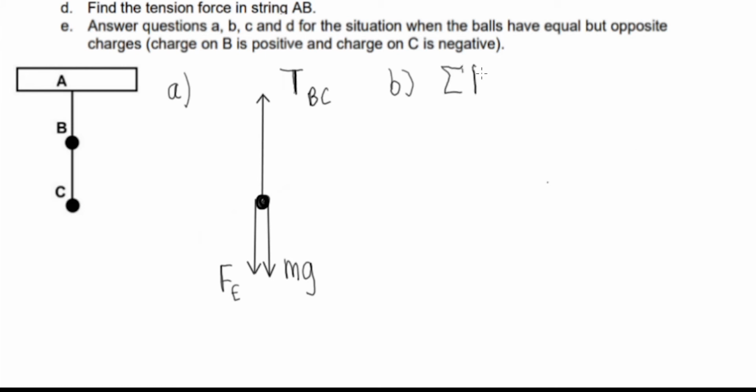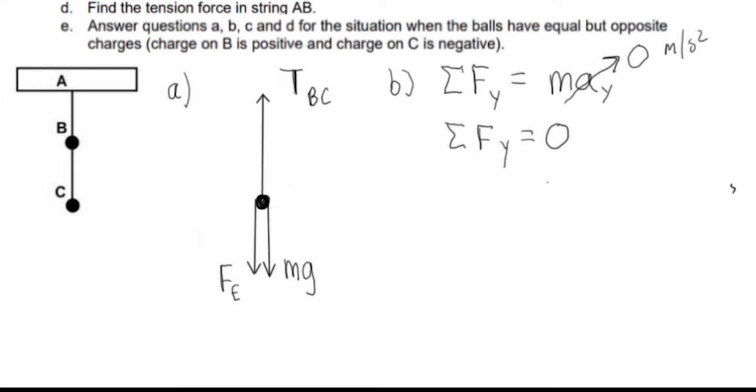Sigma F equals ma, right? Now in this case, everything in this problem is in the y direction. So I'll say sigma Fy is equal to ma in the y direction. Now if you remember what we mentioned earlier, we said that in the y direction, since the object is suspended, the acceleration is going to be 0 meters per second squared, which means that sigma Fy equals 0. Okay, so we know that all the forces in the y direction have to add up to 0.